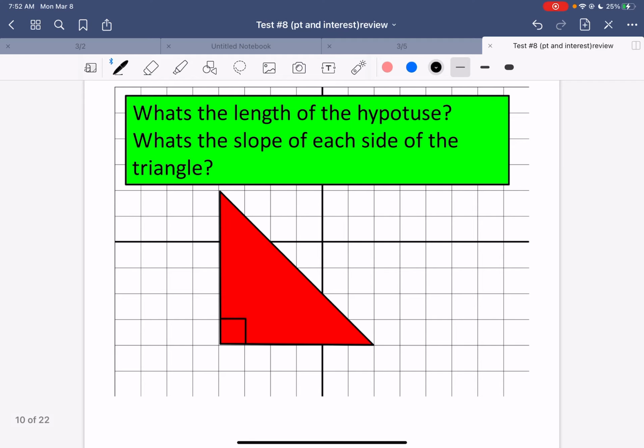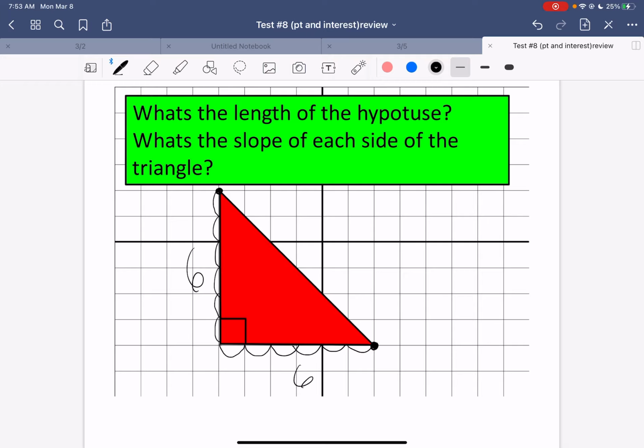So here we have, what's the length of the hypotenuse, what's the slope of each side of the triangle. So sometimes you will see a right triangle placed on a coordinate grid. So there are multiple things that we know we can do now that we've learned about slope and length. So on a coordinate grid, we can easily count the length of our side. 1, 2, 3, 4, 5, and 6. So we have a length of 6 here, and on the bottom we have 1, 2, 3, 4, 5, 6.